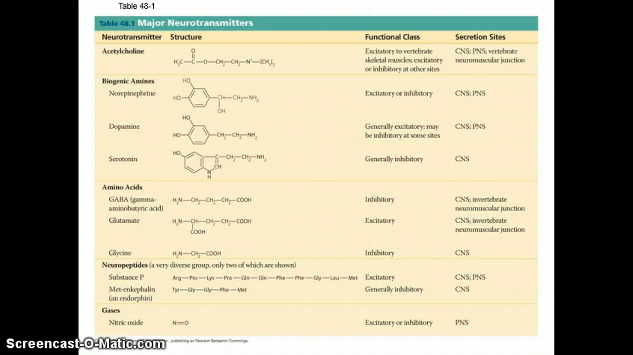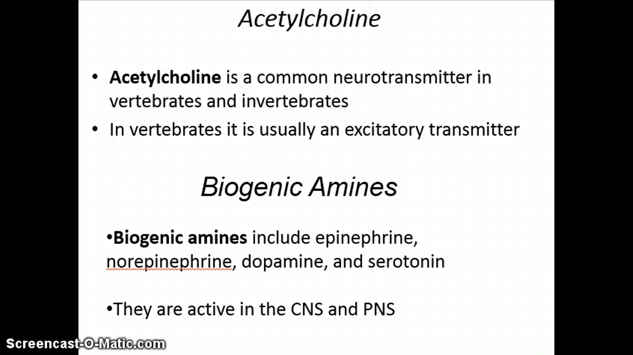There's a great table you can find in your book that goes over these major neurotransmitters and gives you their structure, what class they belong to, and where you would find them occurring and functioning in the body. So again, acetylcholine is a common neurotransmitter in vertebrates and invertebrates. In vertebrates, it's usually an excitatory transmitter, so it's going to be passing on, facilitating the movement of an action potential. Biogenic amines are things like epinephrine, norepinephrine, dopamine, and serotonin. You would find those primarily in the central nervous system, although you can also find them in the peripheral nervous system.